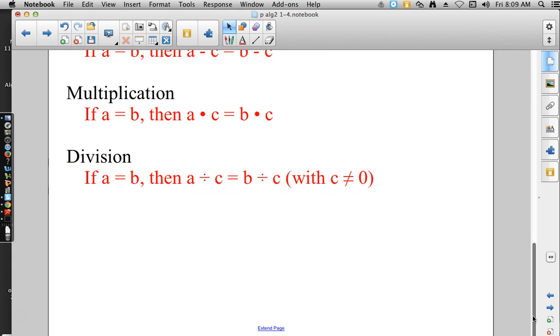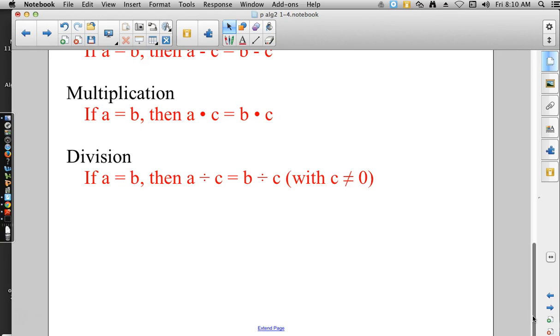Division happens all the time. Usually it's the last step we do. We say, okay, we've got 3x. How do I get rid of that 3 in front of that x? Well, we divide. But what we do to one side, we have to do to the other. So if A equals B, then A divided by C equals B divided by C. And C cannot be 0.